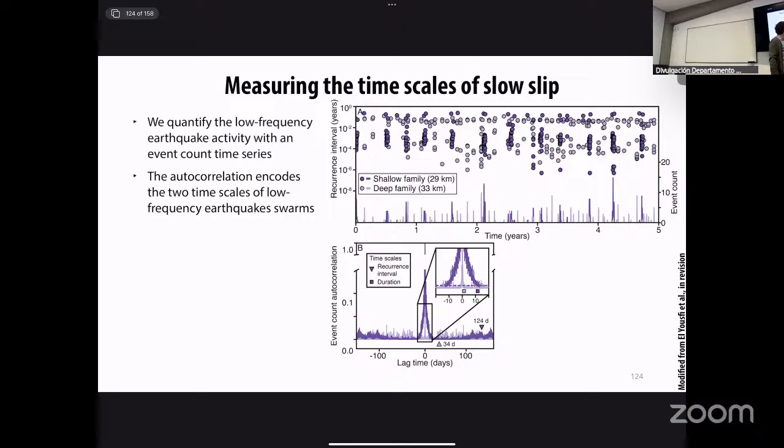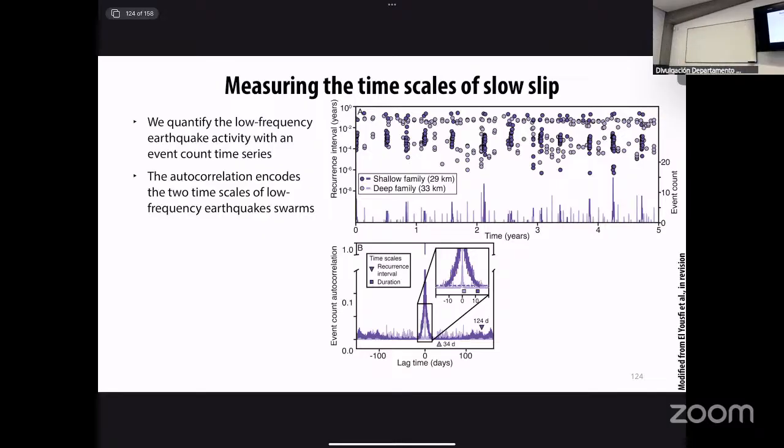And then at some point, it's going to go back up. Because now we've shifted this swarm over enough to hit the other swarm, and now we get another peak of activity, or a peak of power in the autocorrelation. So we can measure the recurrence interval of this sort of average recurrence interval of swarms by the autocorrelation, by trying to find this peak.